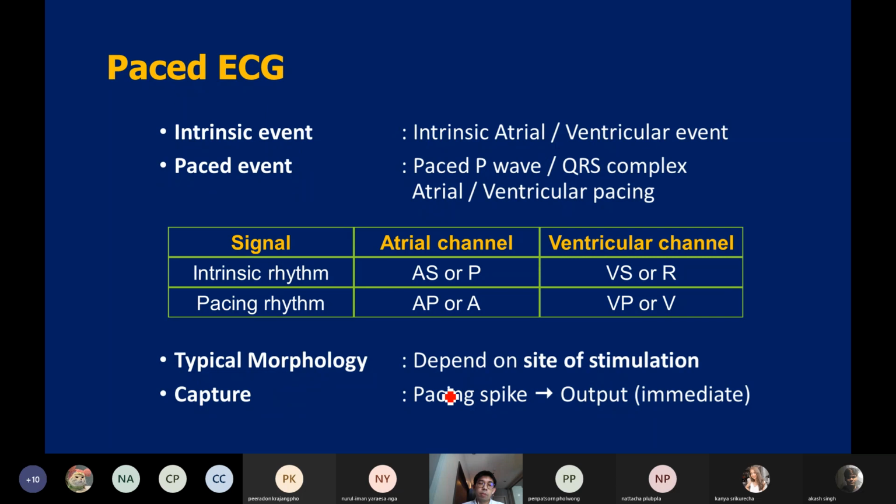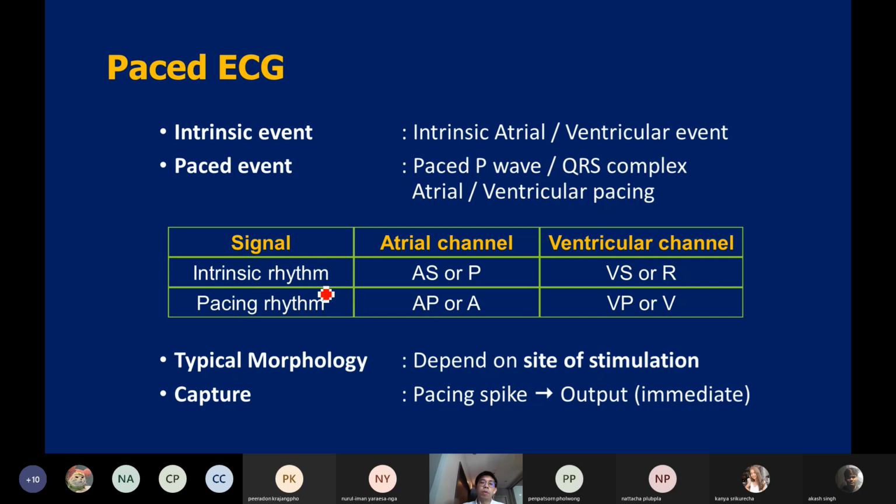In the ECG of the pacemaker, there are two events. The first one is called the intrinsic event. The intrinsic event is the intrinsic atrial or ventricular signal. The pace event is the pace before the P wave or QRS, that is, atrial or ventricular pacing. This should have a pace spike before the P wave or the QRS.